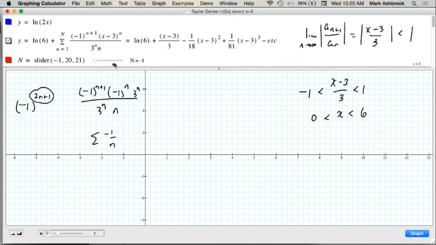Okay, and you plug 6 in, you don't have this. So you have 3 to the n, so you don't have that. And now it alternates. So your 3 to the n's go away, and now you have the alternating harmonic series. So it converges at 6, but not at 0. 6 gives you the alternating harmonic series. 0 gives you the opposite of the harmonic series, which is just harmonic times negative 1. So there's our interval of convergence. Okay, any questions on that?